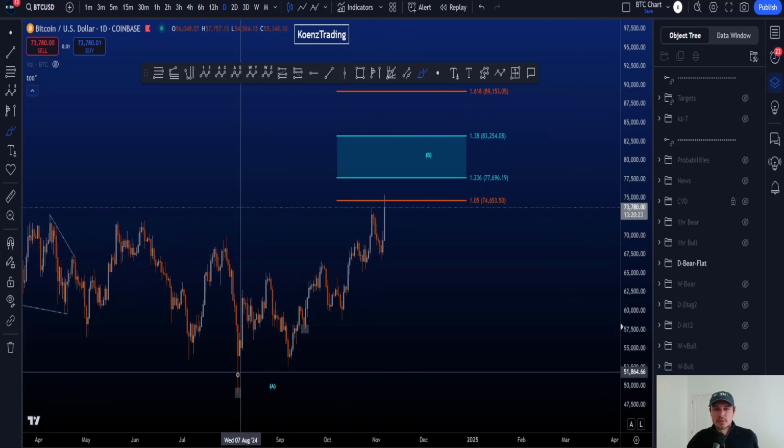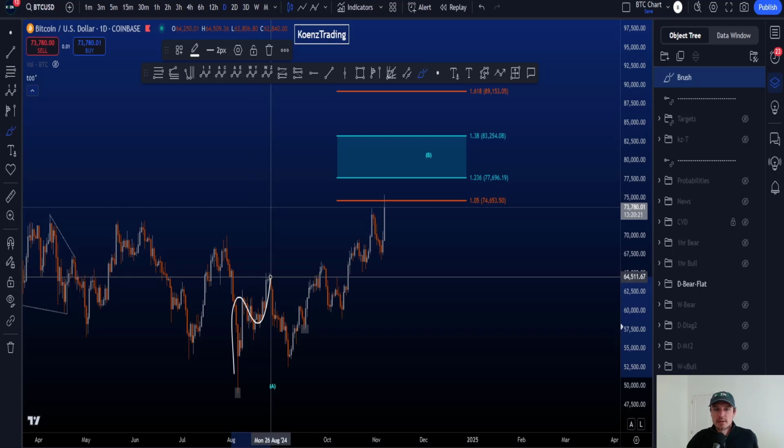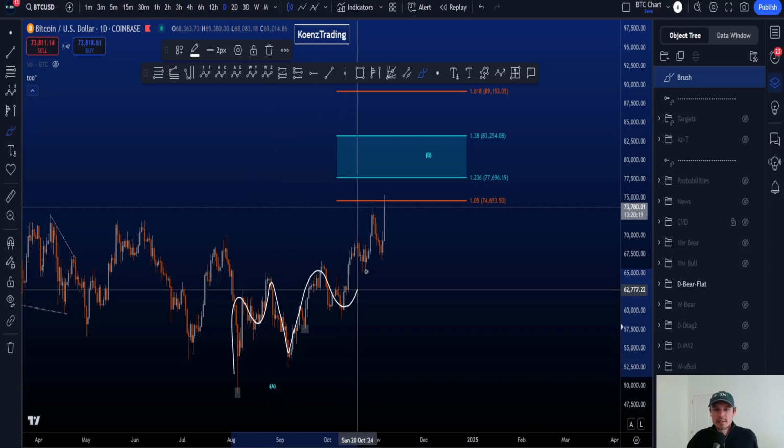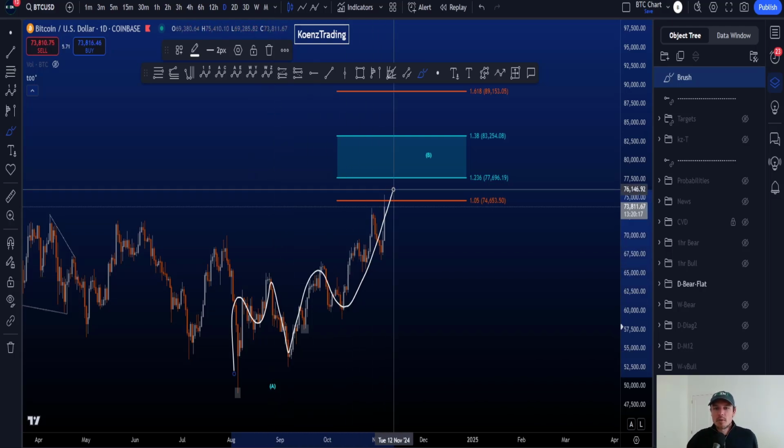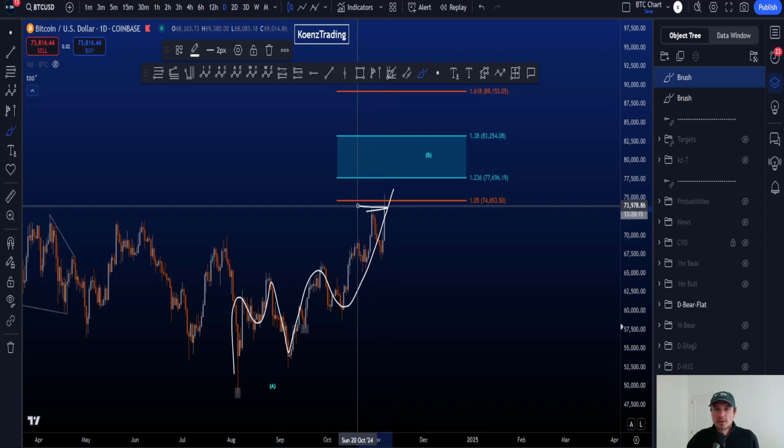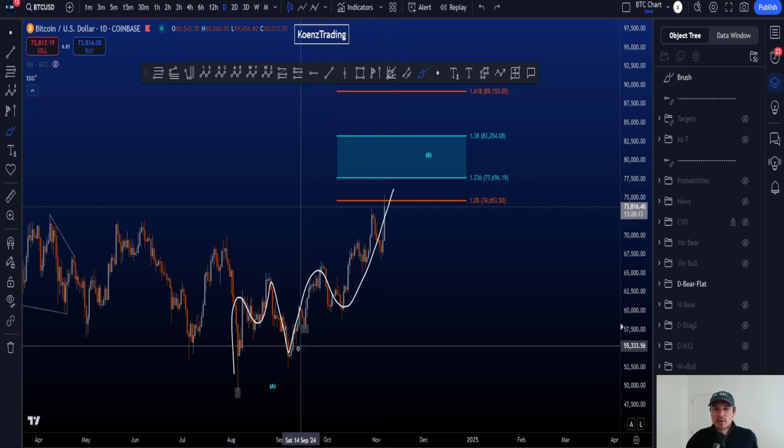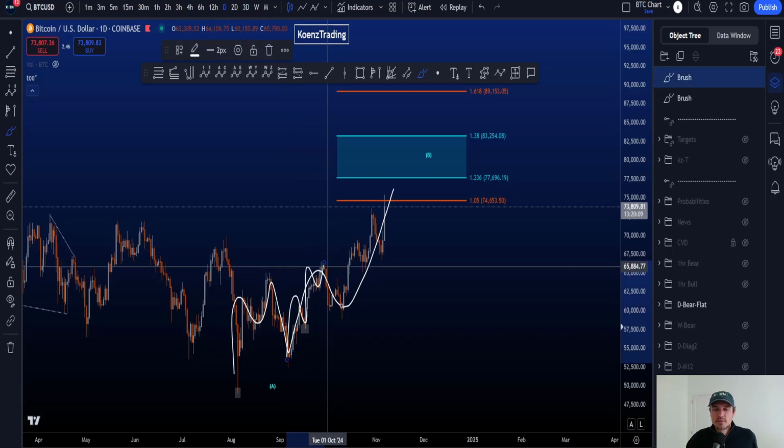Now one option of a WXY would be over here a W, X, and then this has to be a wave Y. The problem, however, that you encounter now is that price took out this high, and in a wave Y, this is your wave A, a 5-wave structure, 1, 2, 3, 4, 5.